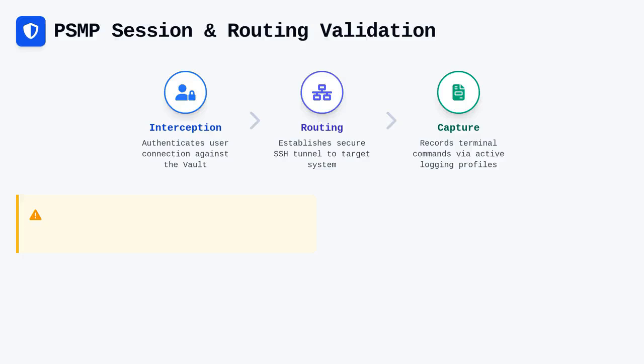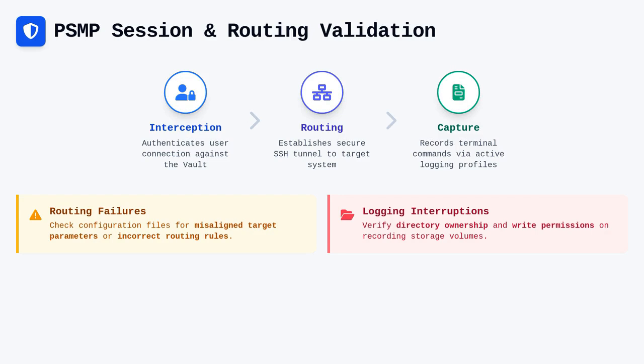If the proxy fails to route the traffic, investigate the configuration files for misaligned target parameters or incorrect routing rules that might prevent the daemon from identifying the intended destination. Often, permission errors on the storage volumes designated for session recordings can disrupt the logging process, so verifying the directory ownership and right permissions is an essential troubleshooting step. By methodically checking these parameters, you ensure the proxy remains a robust safeguard that provides both visibility and control over privileged SSH access within your infrastructure.